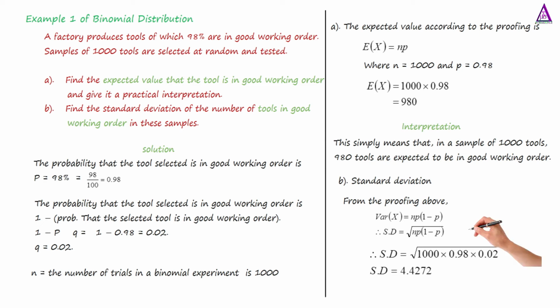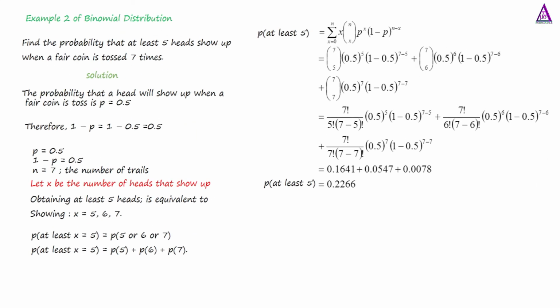So standard deviation equal to square root of variance, which is square root of np into the bracket 1 minus p. And our n equal to 1000, p equal to 0.98, and 1 minus p equal to 0.02. So therefore, the standard deviation is 4.4272. Example 2 of binomial distribution. Find the probability that at least 5 heads show up when a fair coin is tossed 7 times.